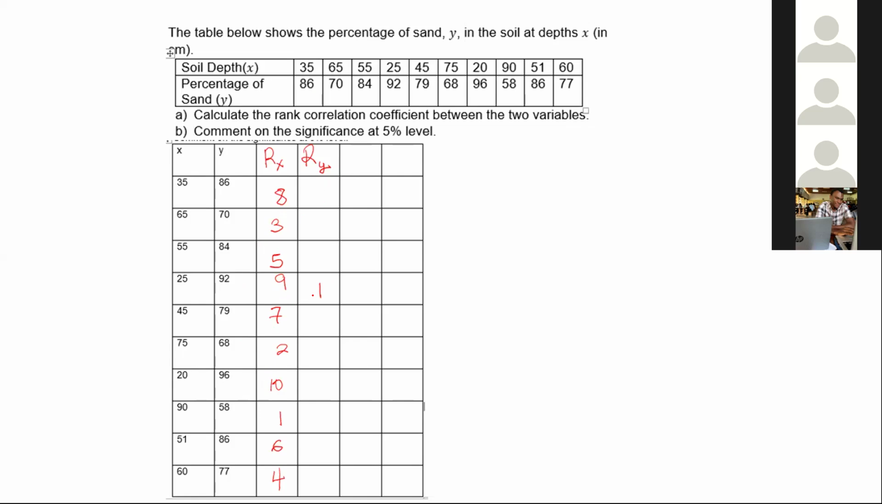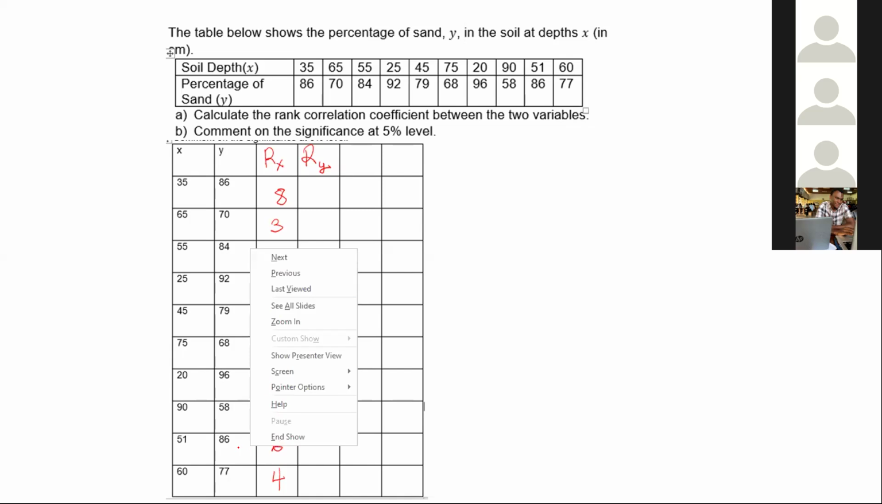96 will come first, then 92, then 86. I'm seeing two values of 86. There is this one.